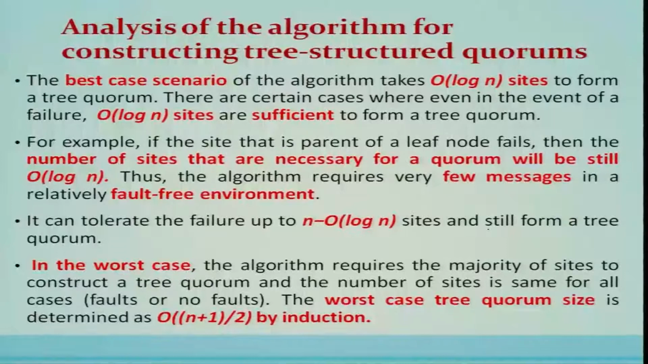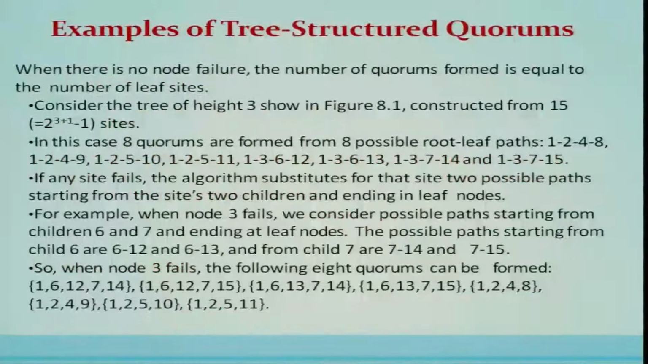Now if the site that is a parent of a leaf node fails, then the number of sites necessary for the quorum is still log n. Thus the algorithm requires few messages in a relatively fault free environment. It can tolerate the failure of up to n minus order log n sites and still form a tree. In the worst case, the algorithm requires the majority of the sites to construct the tree quorums, and the number of sites is the same for all the cases, faulty or no faults. The worst case tree quorum size is determined as order of n plus 1 by 2 by induction.